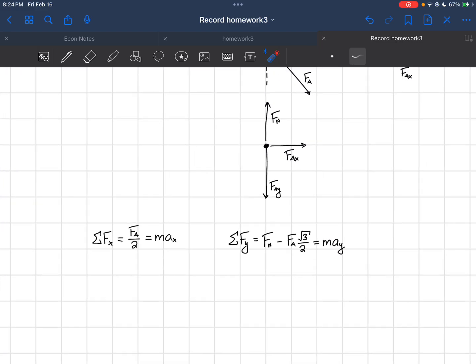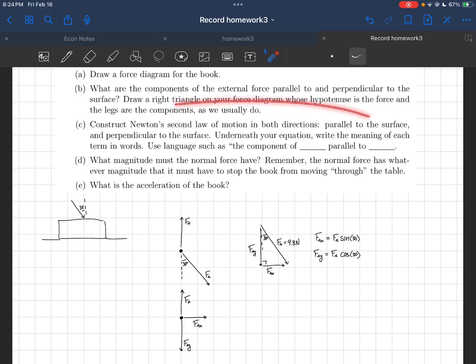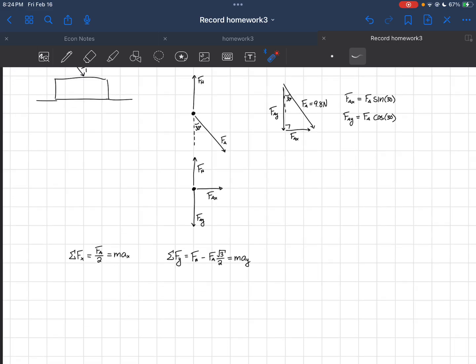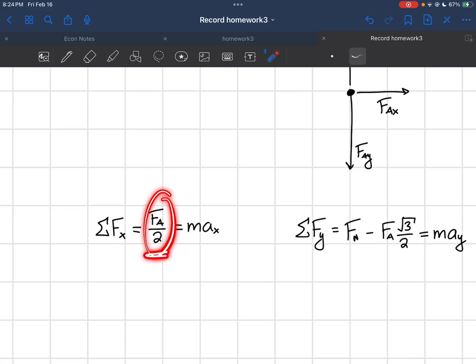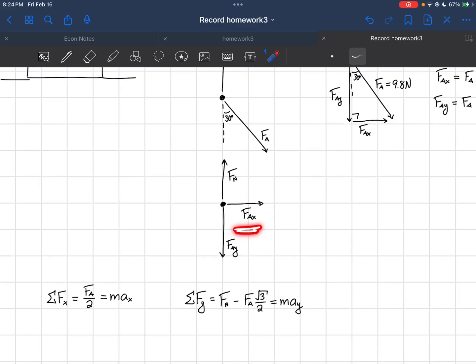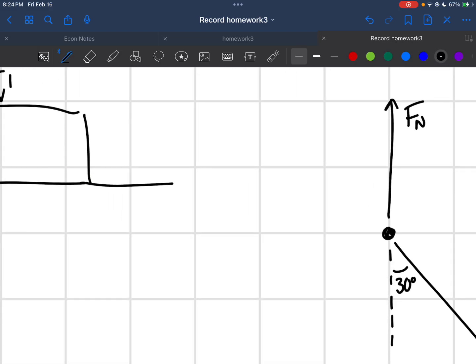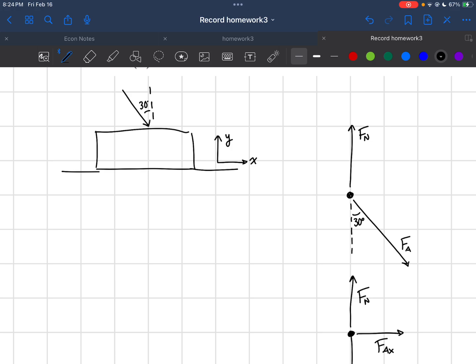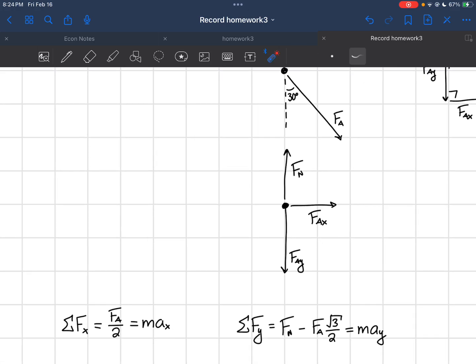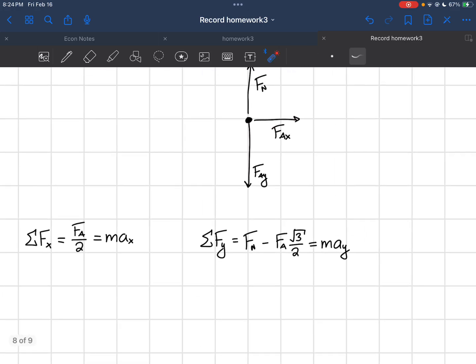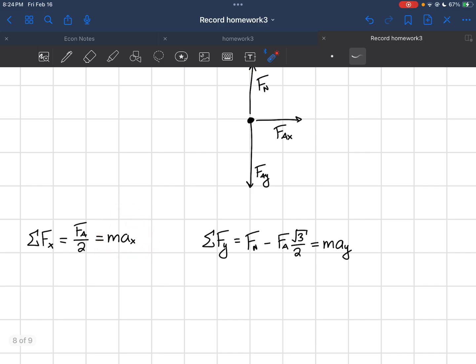And now we need to talk about what all these pieces mean in words, right? So we said that this is FAX, which is the component of the applied force in the direction that is parallel to the surface. I said that this is my x and y. The direction that's parallel to the surface is my FAX. This is the component of my acceleration that is parallel with that surface.